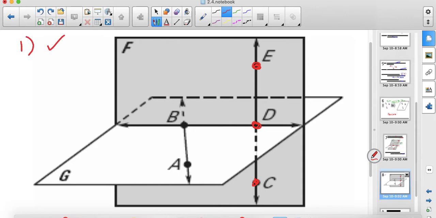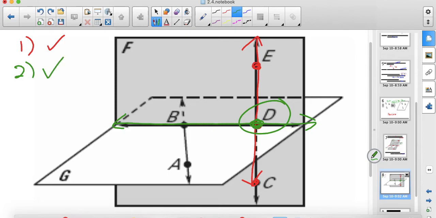In number 2, the intersection of my 2 lines, BD and EC. So here's EC. Here's BD. The intersection of those 2 lines is point D. Well, that works too. Your third one says that BD is perpendicular to EC. When I look at this intersection, is there anything there telling me that I have 90-degree angles?